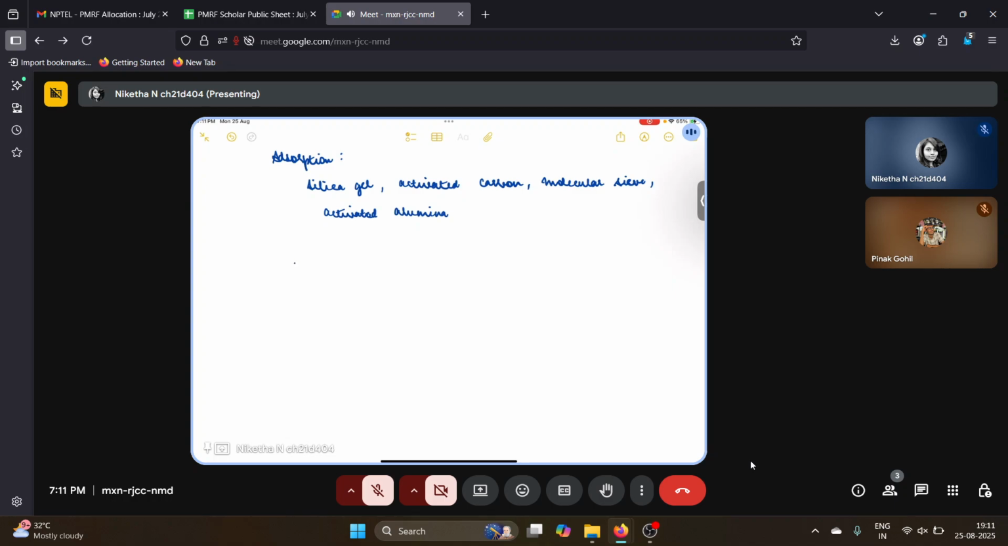Then we use these for adsorbing gases. Coming to specific gaseous pollutants, the first one is sulfur dioxide. For removing sulfur dioxide using the dry method, we use activated carbon. And the second one is by wet scrubbing.